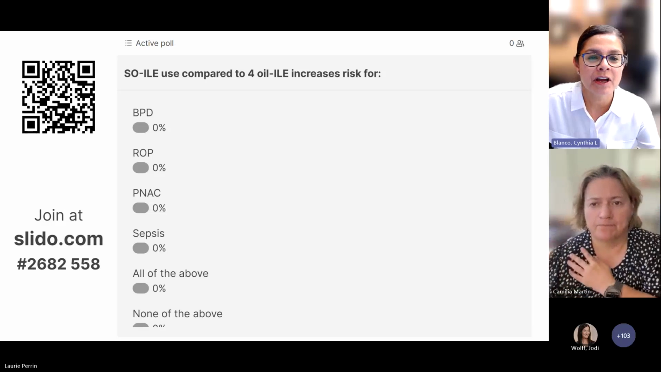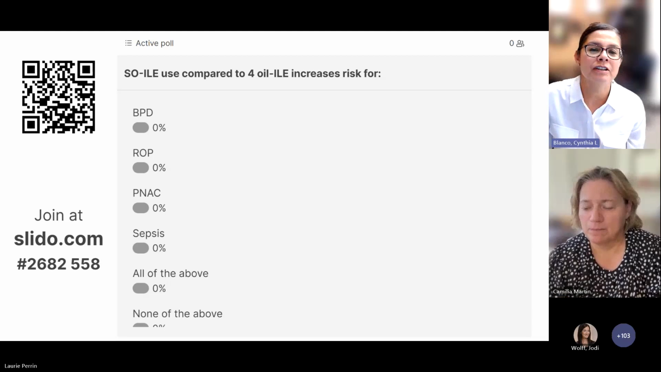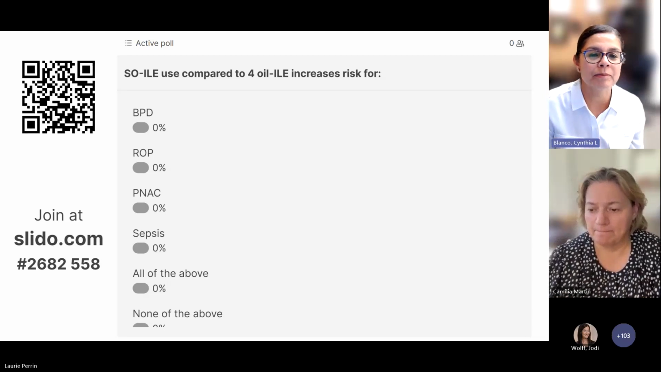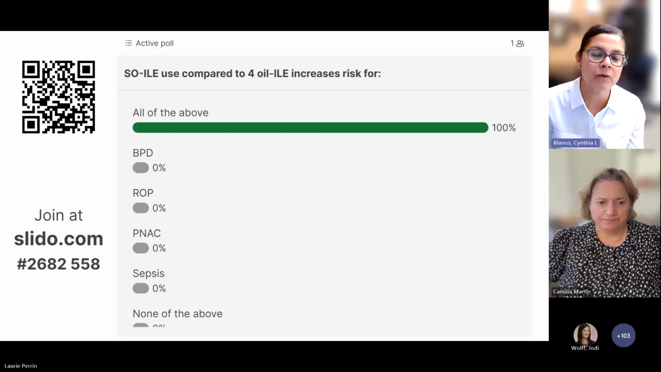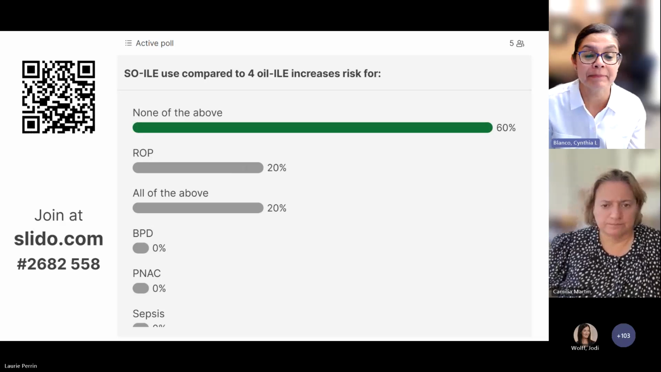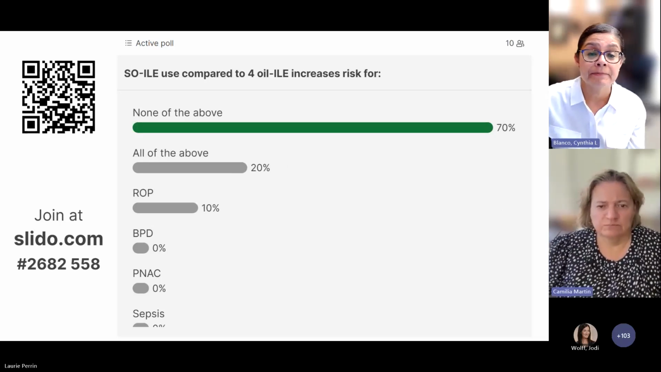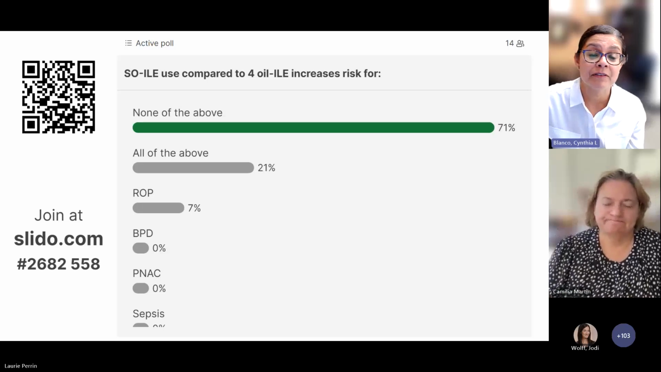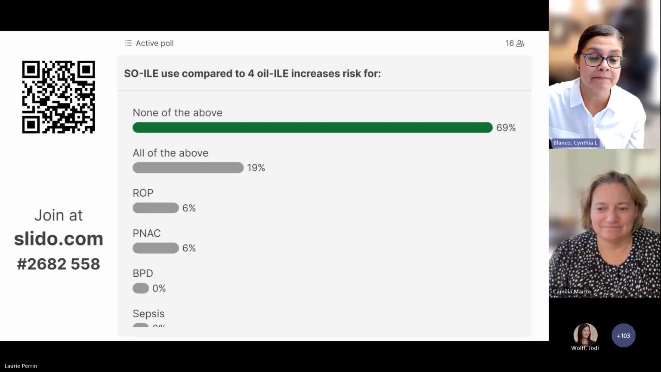Again, do we know if a combination of soybean intravenous emulsion compared to the 4-oil increases the risk of ROP, BPD, PNAC, sepsis? What do we know, right? And I'm waiting for a few more, but we have a trend in there that is going to maybe none of the above.